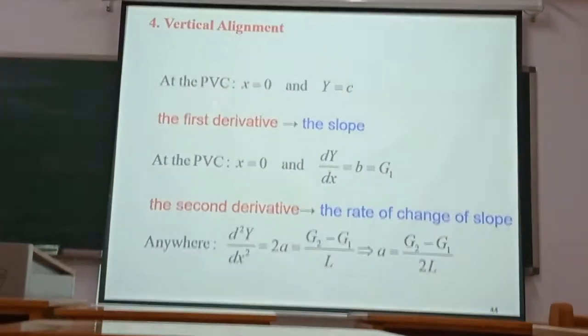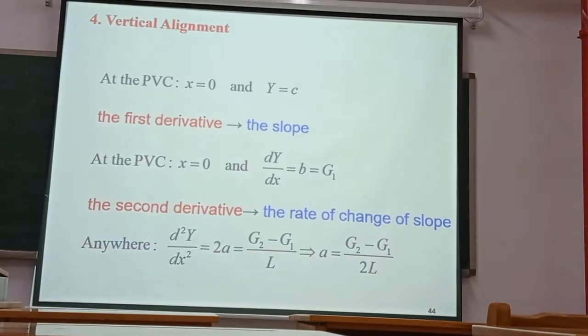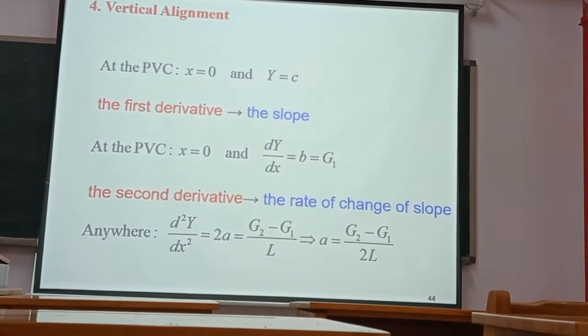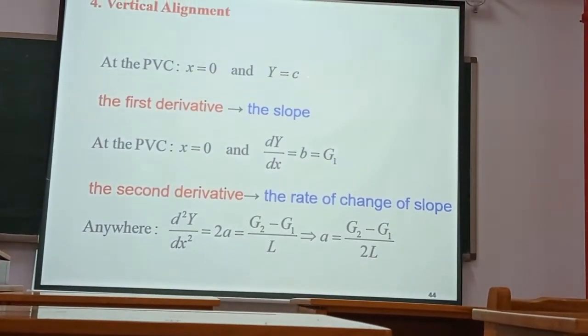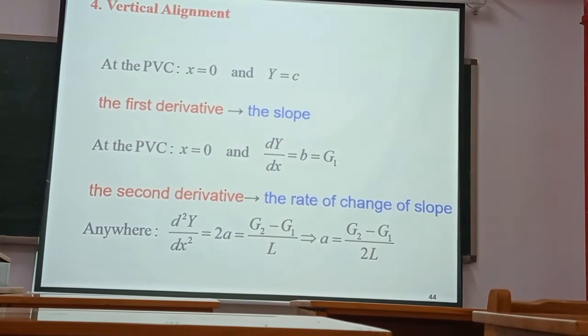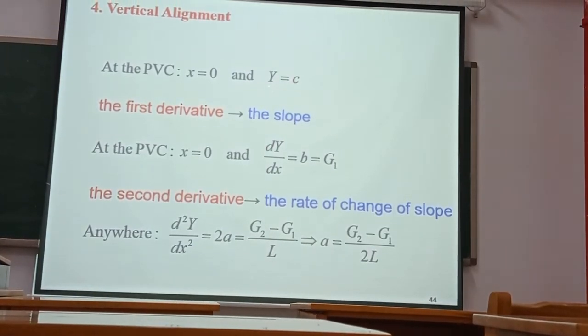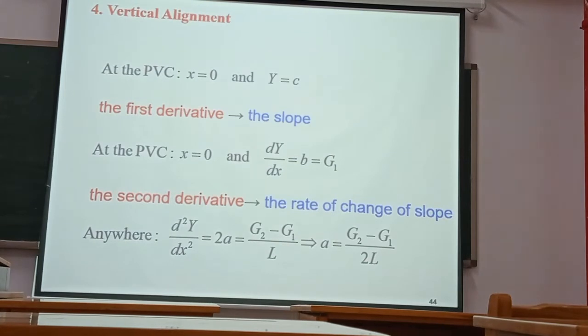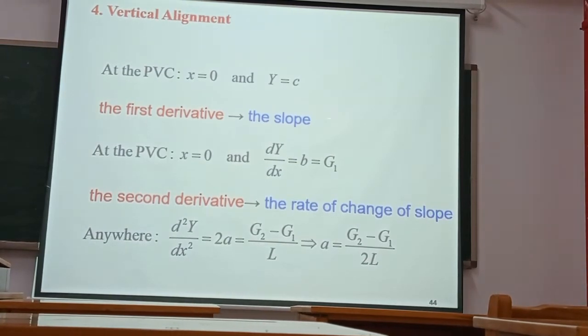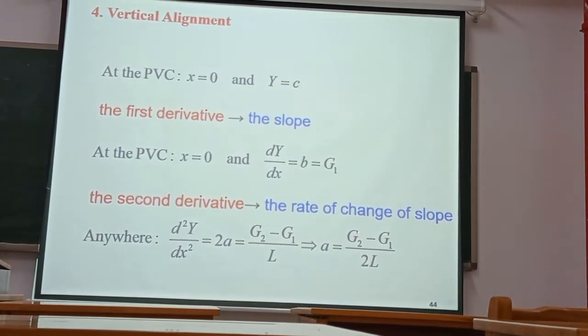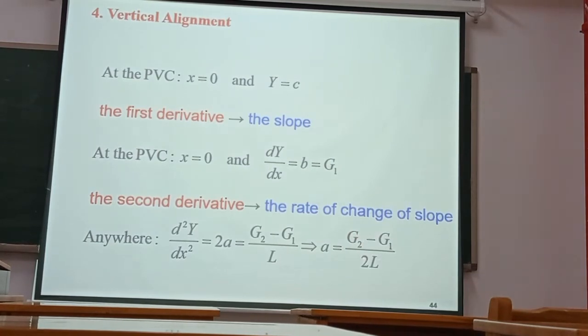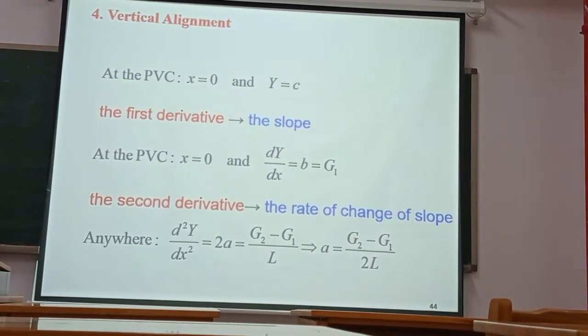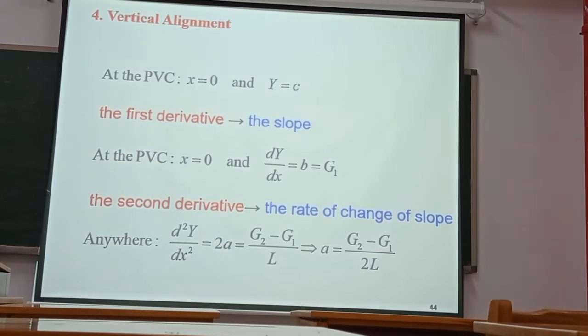So we use this parabolic function. According to these conditions, we can determine C, B, and A. And when we know C, G1, G2, and L, we can get A, B, C.